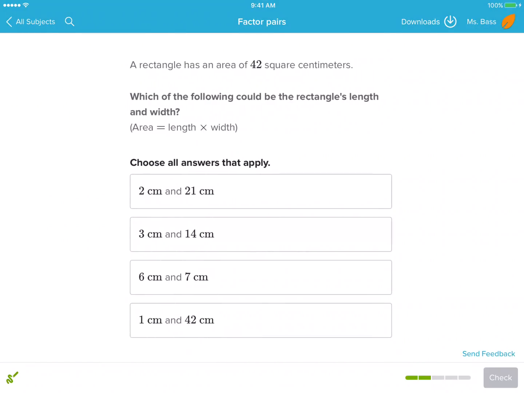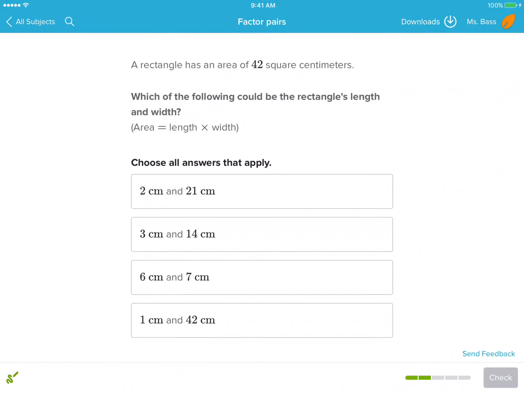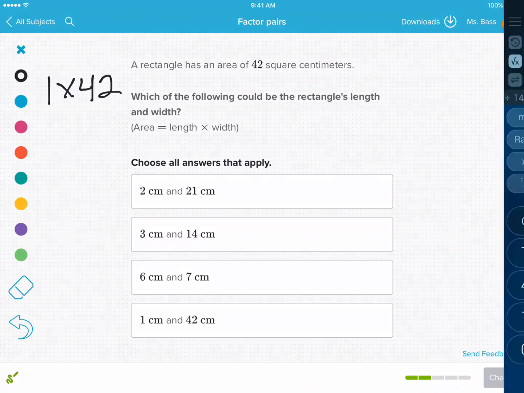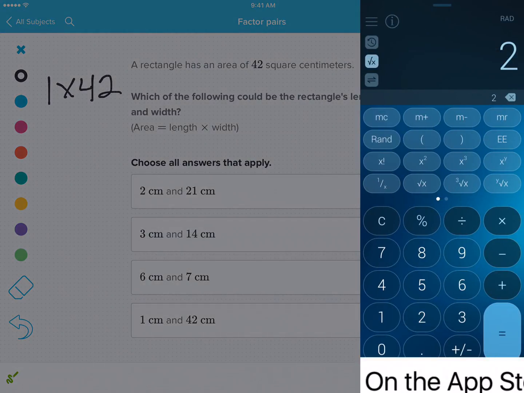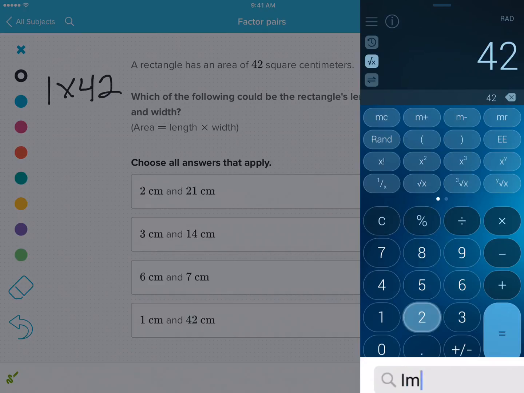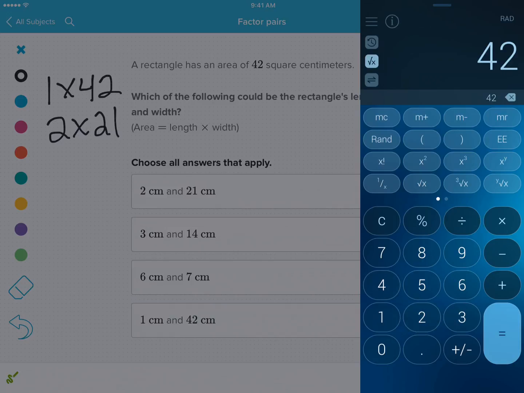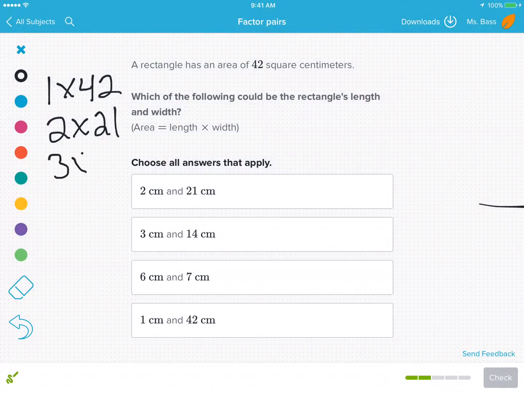Okay, we're going to take a look at one more example. I have 42, so I'm going to go ahead and break up my 42. 1 times 42. And then I'm going to go to my calculator and divide it by 2. I get 2 and 21. 2 times 21. Let's divide it by 3 now. 42 divided by 3. I get 3 and 14.